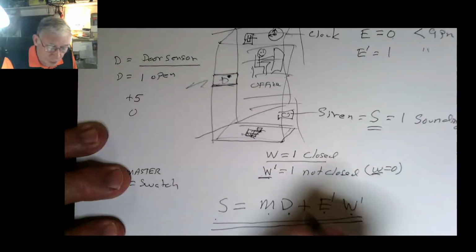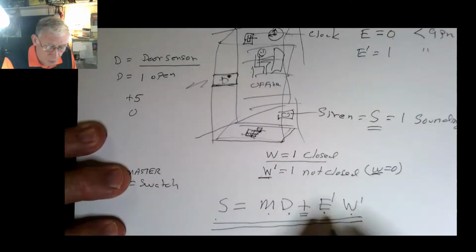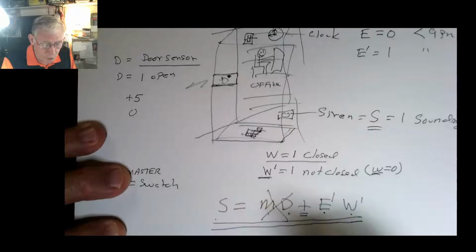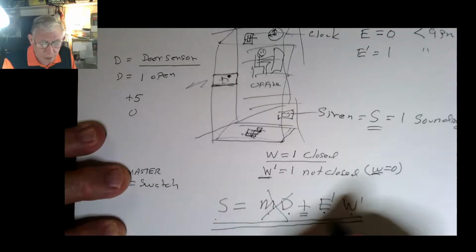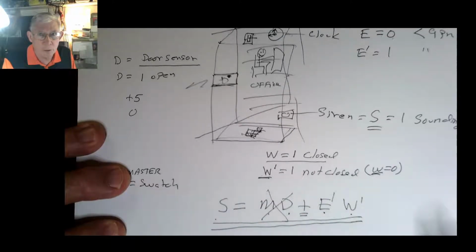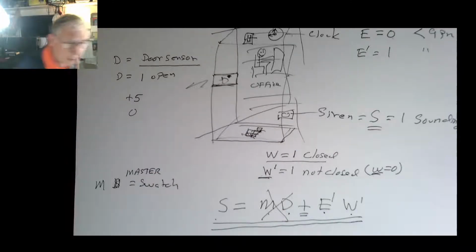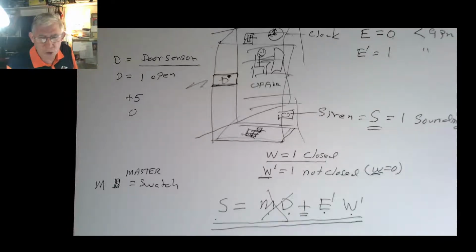Well, it's because you have this OR right here. So you can forget this term. If this term is a 1, the siren's going to ring. Well, what would make this term a 1? After 9 p.m. and an open window. So you ask your customer, so is that what you want to happen? And the customer goes, no, I'd like to be able to turn the master switch off and keep the alarm from ringing even late at night.